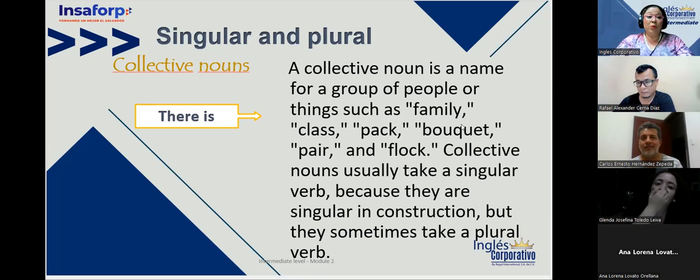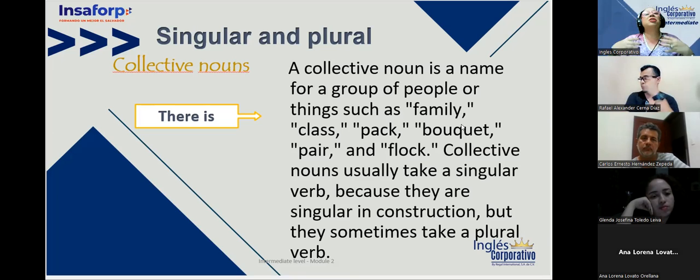A bouquet is a group of flowers that maybe the bride is taking, or a bouquet is also a variety of things, not exactly flowers, but a variety of things. A pair, and we are talking about two things, right? A flock, a lot of animals together of the same species. Okay, then let's say collective nouns usually take a singular verb, but usually means not always, right? What's the condition? Well, when all the individuals are doing the activity, or when you are taking each individual in the group, then you're going to use the plural verb, okay?